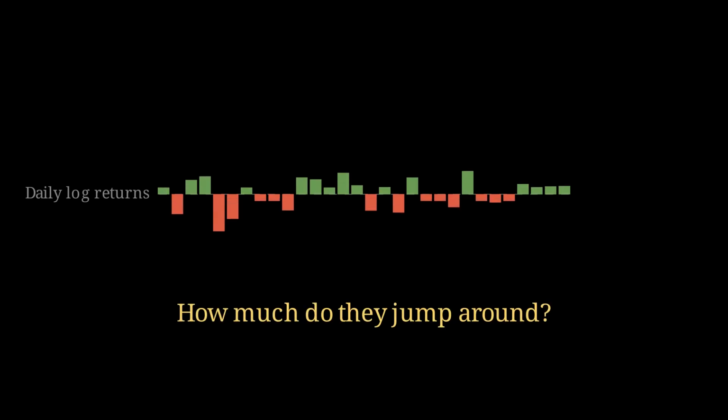So now you have a return series, a sequence of numbers, one per day, measuring how the price moved. The next question almost asks itself, how much do those numbers jump around? Some return series are calm, prices drift gently up or down. Others are violent, large swings in both directions. What is the right way to measure that randomness, and what does its magnitude tell you about the asset? That is the question we answer next.